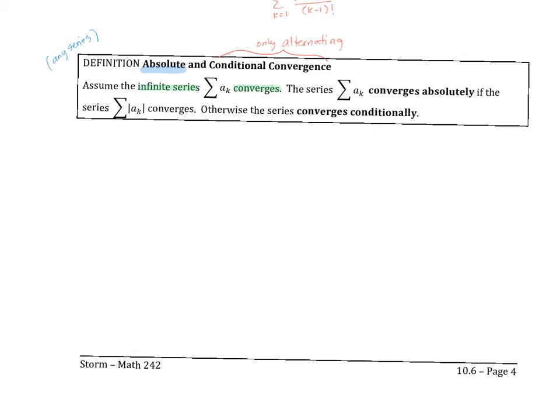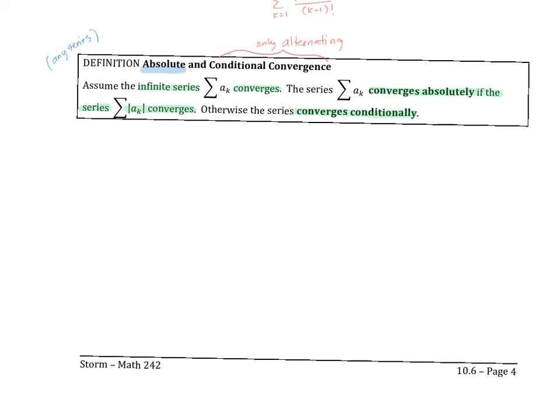So the series converges absolutely if the series of its absolute value converges. So in any series, if you take its absolute value and that converges, then the series itself converges absolutely. Otherwise, this convergent series will converge conditionally. So if you have a series that converges, but its absolute value does not converge, then it's conditional convergence.